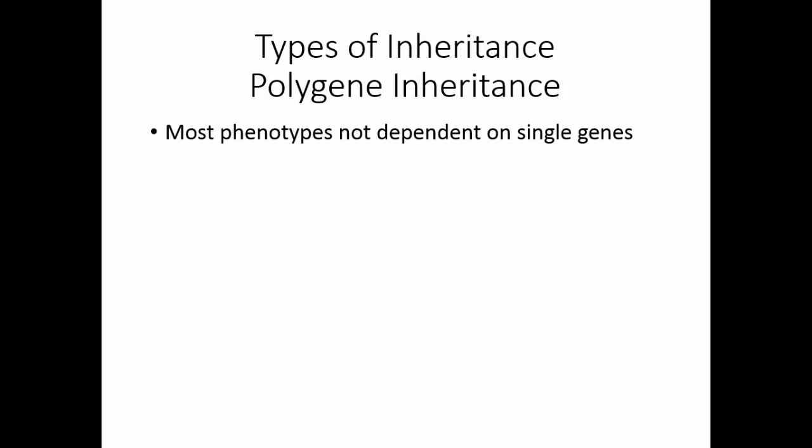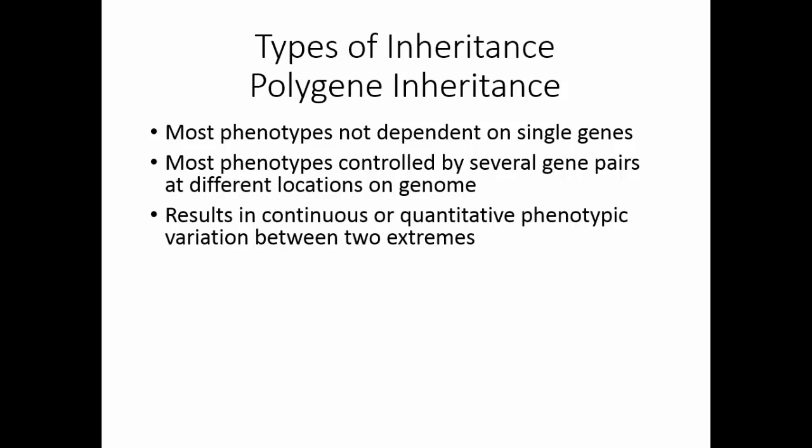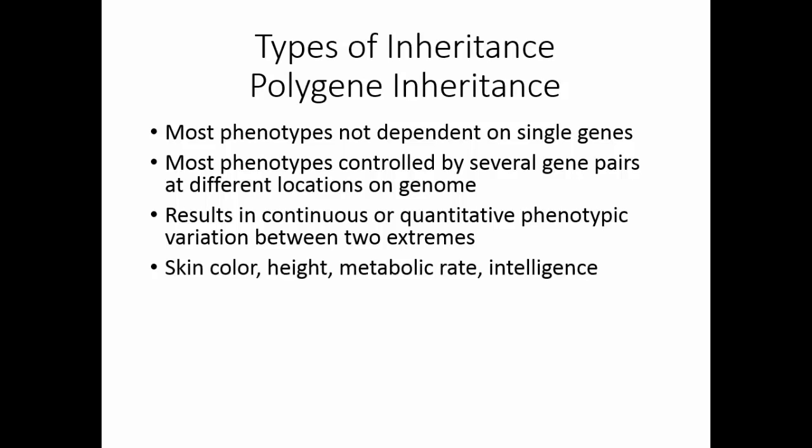Most phenotypes are not dependent on single genes. Most of them are controlled by several gene pairs that are at different locations on the genome. They're on different chromosomes. This results in a continuous or quantitative phenotypic variation between 2 extremes. That is, there is a gradation between a high and a low. Skin color, height, metabolic rate, and intelligence are all controlled by polygenetic inheritance.